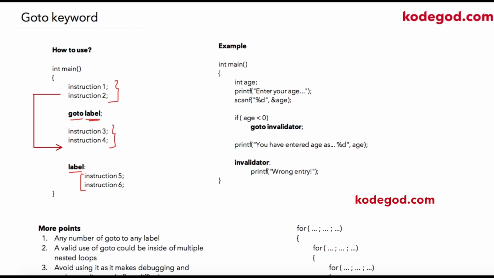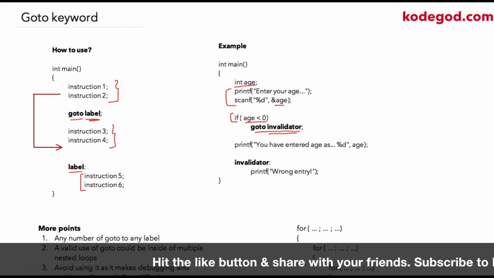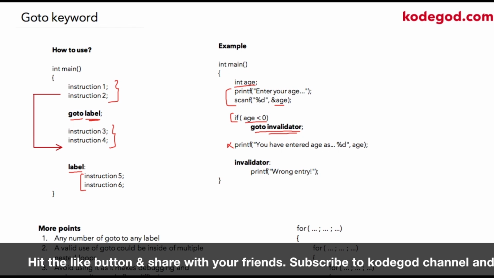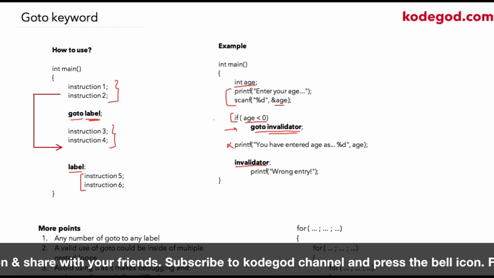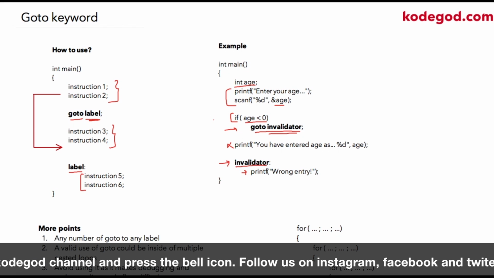Let us take an example. Suppose you have a variable as int. Here you are asking the user to enter an integer and it will be stored into the address location of age. Then we are adding a condition and checking whether age is less than 0. If this condition is true, we are instructing the compiler to go to invalidator, which is my label over here. So this statement will not get executed. However, the controller will be redirected to this instruction and then this printf statement will be executed.